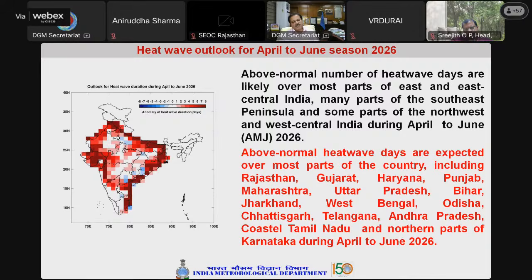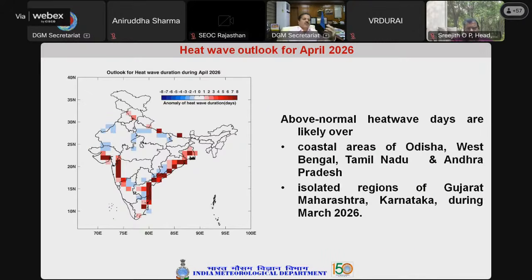A normal type of heat wave condition will be there, but it is not above normal heat wave conditions. If I look at the month of April, just like the month of March, of course, it is increasing, but not so alarming. We have alarming conditions for the month of April only along the coastal areas of Andhra Pradesh, North Tamil Nadu, Puducherry, coastal Odisha, coastal West Bengal. These are the areas where you can expect more heat wave days than in the first one.